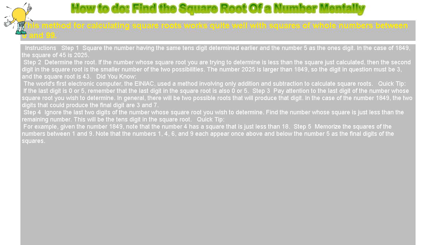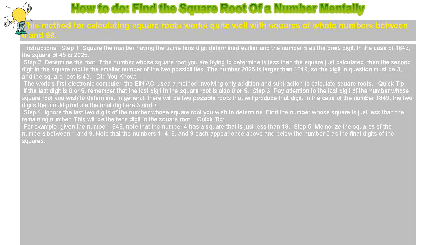Step 4. Ignore the last two digits of the number whose square root you wish to determine. Find a number whose square is just less than the remaining number. This will be the tens digit in the square root. Quick tip: for example, given the number 1849, note that the number 4 has a square that is just less than 18.